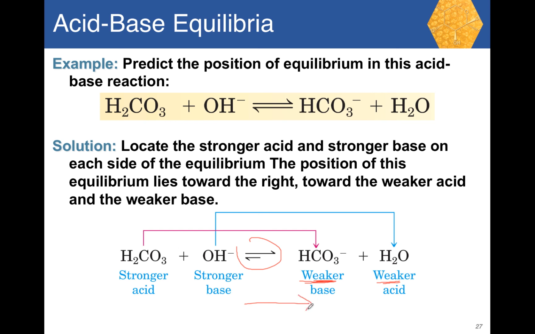Conclusion: the equilibrium of an acid-base reaction lies in the direction of the weaker acid and the weaker base. And you can determine the weak acid and the weak base by knowing the structures of the conjugate acid-base pair.